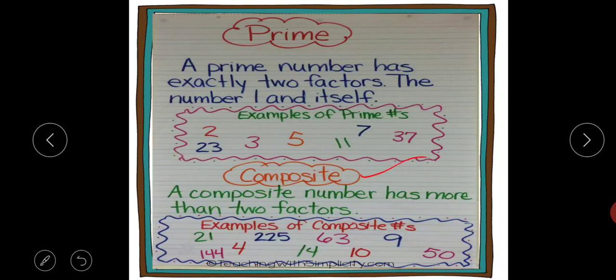Now what are composite numbers? A composite number has more than 2 factors. Numbers which have more than 2 factors are composite numbers. For example, 21, because factors of 21 are 1, 3, 7, 21. 21 has 4 factors, so 21 is a composite number. Similarly, 63 is a composite number, 9 is a composite number. All these numbers are composite numbers.